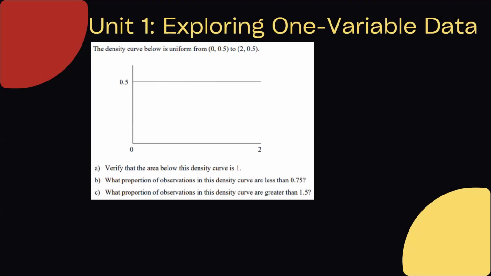Here we have a density curve below that is uniform. It goes from 0 to 2 on the x-axis and 0 to 0.5 on the y-axis. Verify that the area below the density curve is 1. All you got to do is multiply base times height.